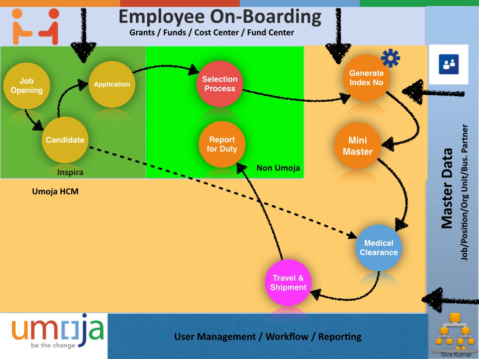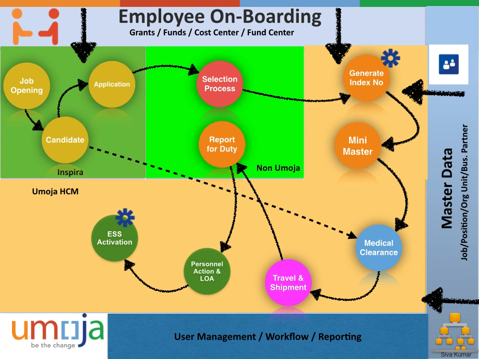Then the staff member reports for duty on the day, and then a personnel action and letter of appointment is generated and given to the staff member, and then an ESS, employee self-service activation, is requested, and once it is requested, the staff member can start performing the staff functions. And again, considering the time, I've already put the workflow in the system. For generating the index number you have the blue cog, the ESS activation is a workflow, and the travel and shipment has a workflow.